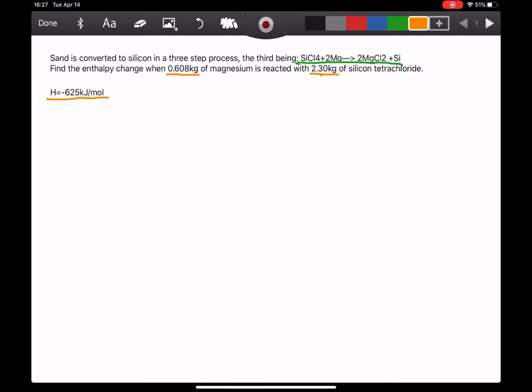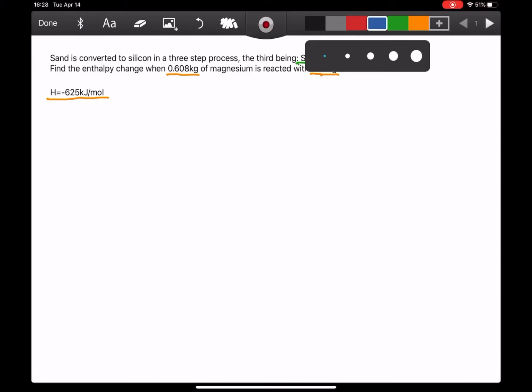Today's example problem is asking us to find the change in enthalpy of a reaction given the amount of kilograms of two reactants. So we're going to have to find a limiting reactant here. All the pertinent information is underlined. We have a reaction underlined in green. We have our amounts of each reactant underlined in orange, as well as the enthalpy of reaction for 1 mole. So the first step we need to do is find the limiting reactant.